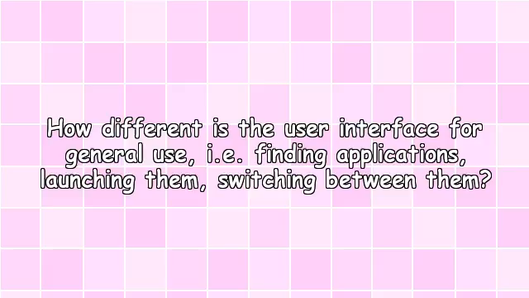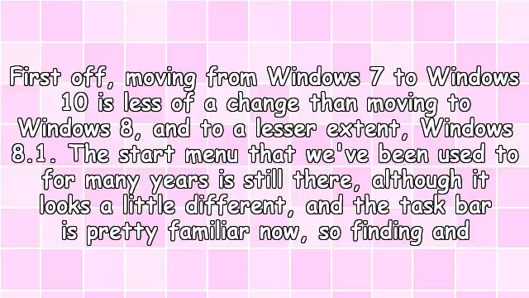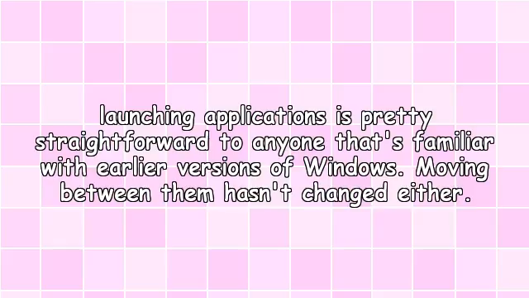How different is the user interface for general use, i.e. finding applications, launching them, switching between them? First off, moving from Windows 7 to Windows 10 is less of a change than moving to Windows 8, and to a lesser extent, Windows 8.1. The start menu that we've been used to for many years is still there, although it looks a little different, and the taskbar is pretty familiar now, so finding and launching applications is pretty straightforward to anyone that's familiar with earlier versions of Windows. Moving between them hasn't changed either.